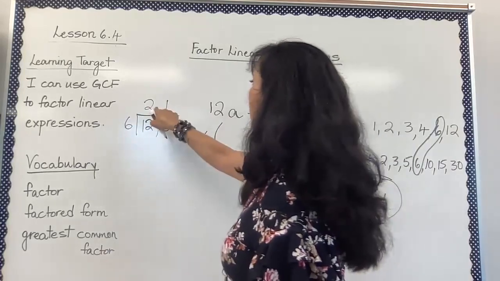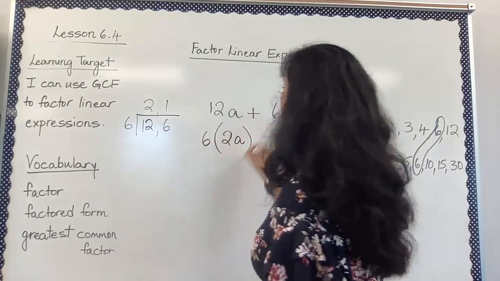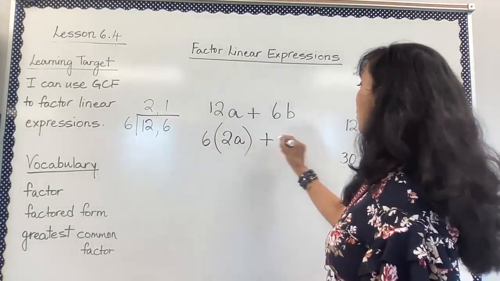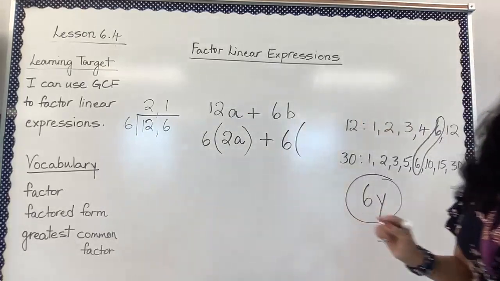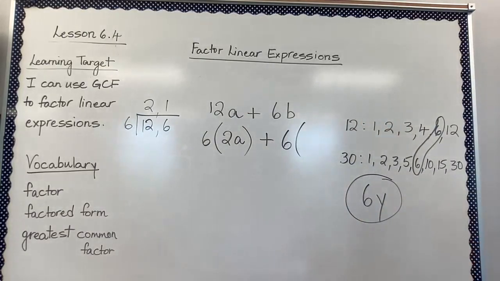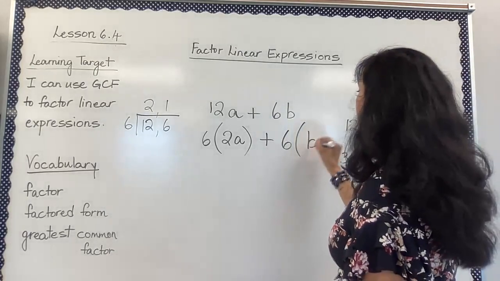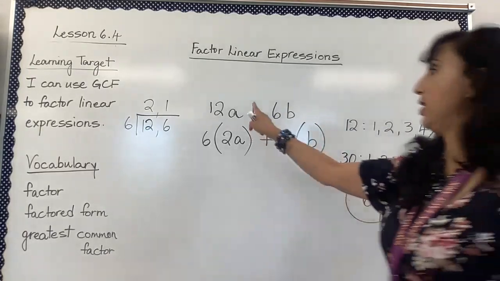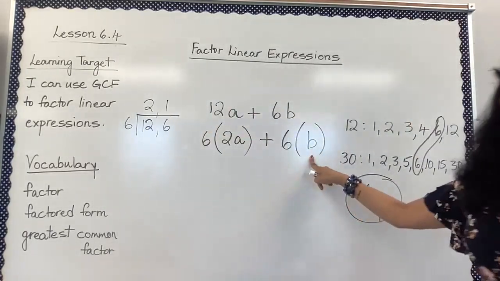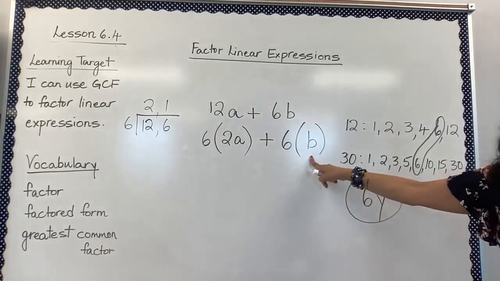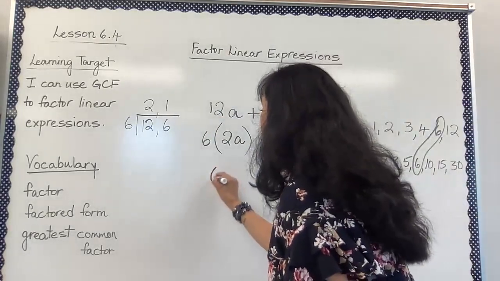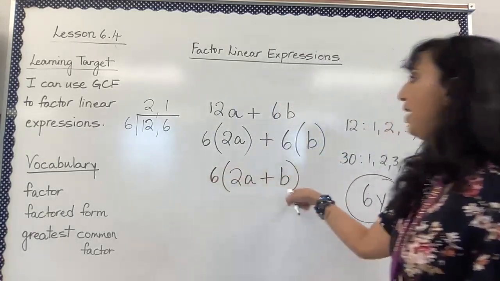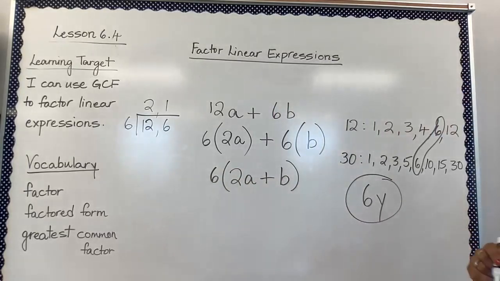6 times 2a gives me what? This gives me 12a, right? And plus, what do I have here? If I have 6 again, and then I have 6 divided by 6 gives me what? 1. So 1b means just b, right? So I'm just showing you how I've split that apart. It's basically this 1 over here is over here. That's 1b that I'm talking about. And then if I was to rewrite, all I'm doing is this. 6 times (2a plus b), and that is the factored form of writing this.